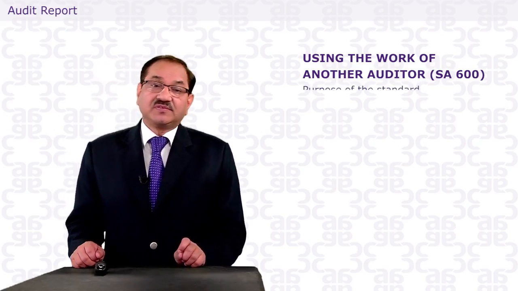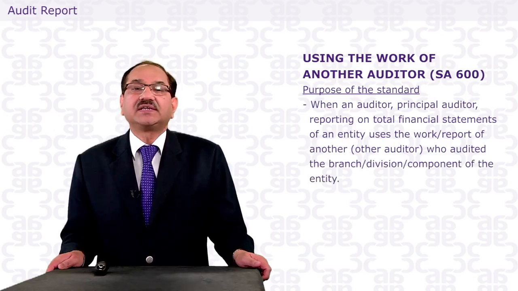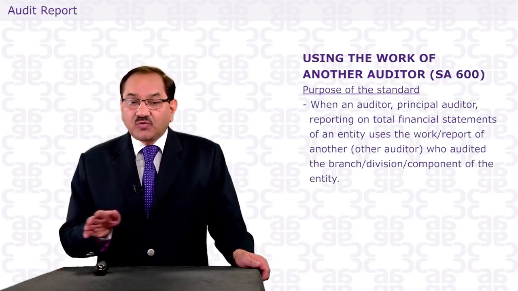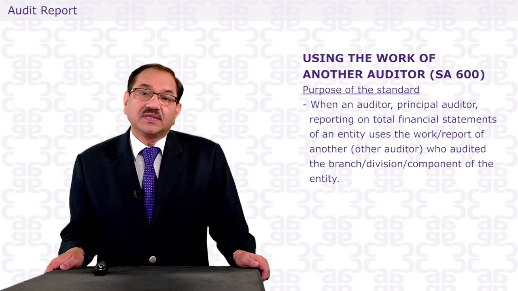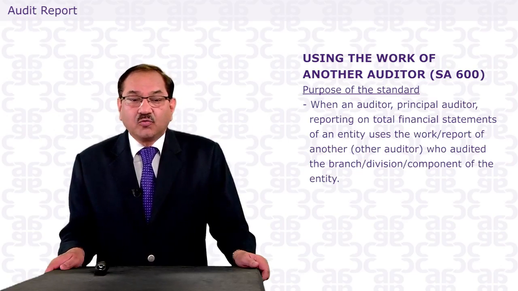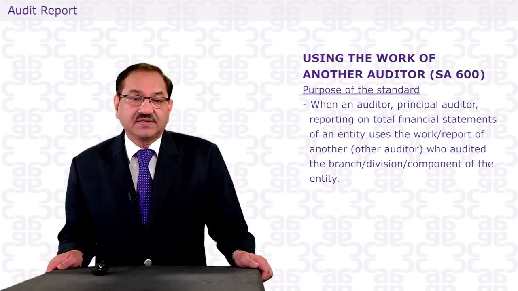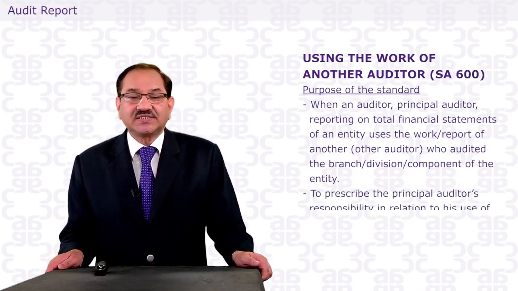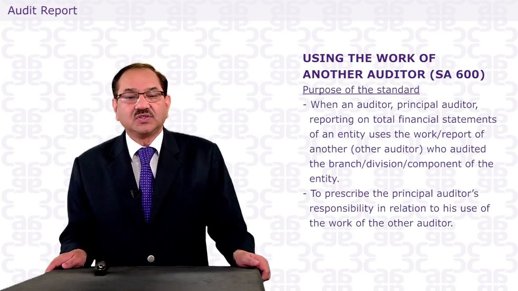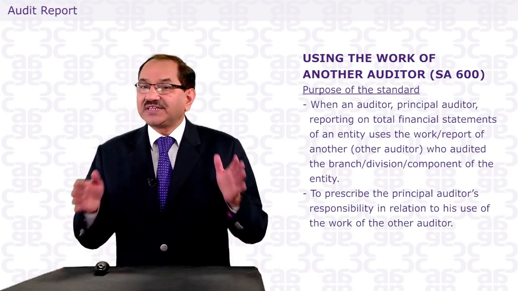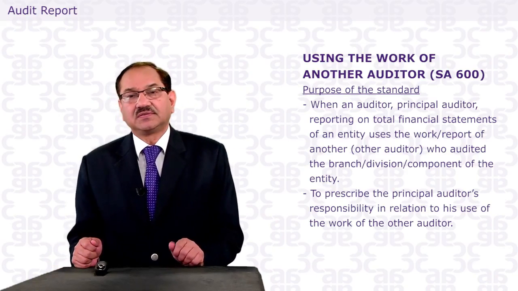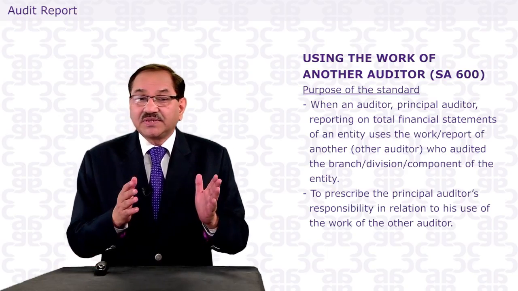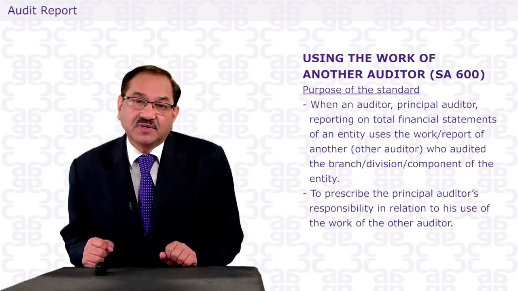As I explained to you the purpose of these standards: when a principal auditor reporting on the total financial statements of an entity uses the work and report of other auditors, in this case the branch auditors who audited the branch or division component of the entity, the standard prescribes the principal auditor's responsibility in relation to the use of the work of other auditors. What should be the responsibility of the principal auditor in using the report of those branch auditors? So this is the purpose, and the guidelines are given to the principal auditors here.